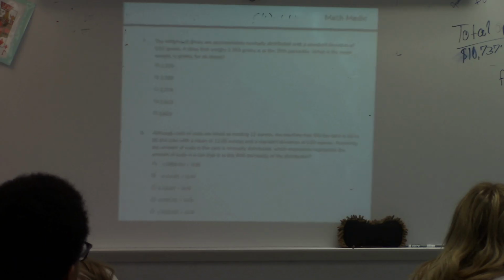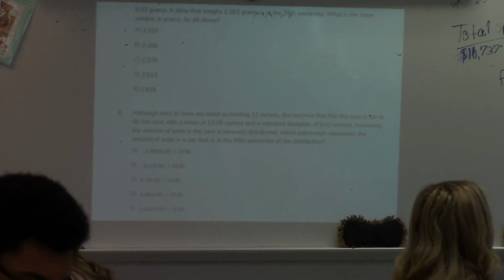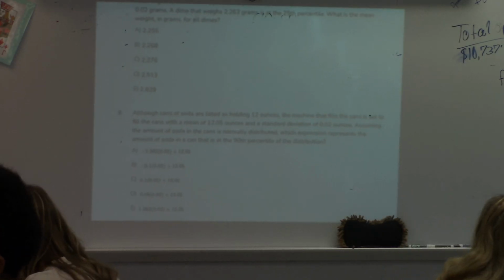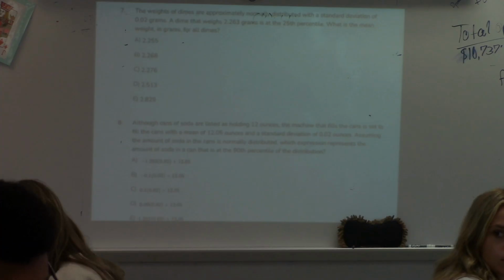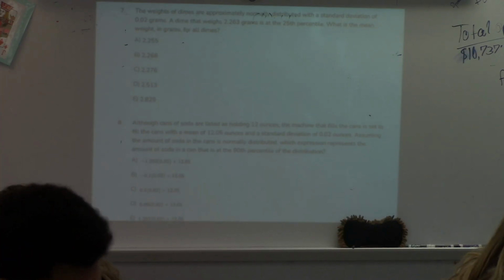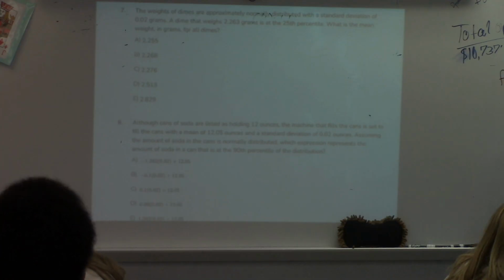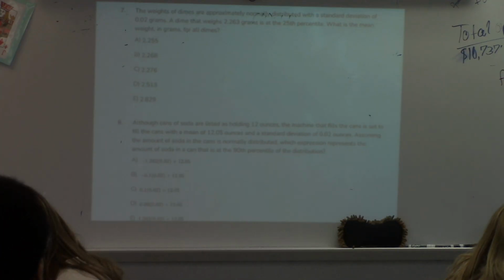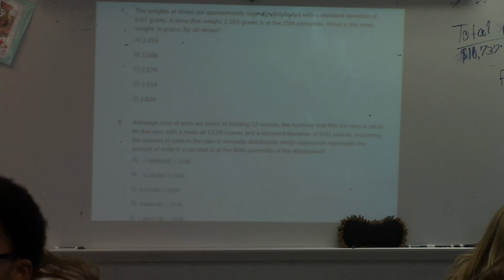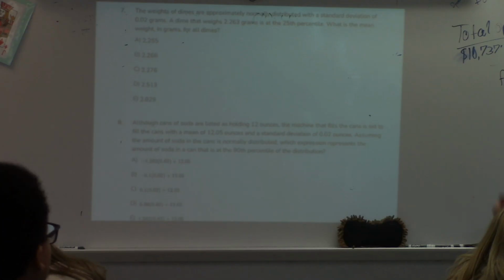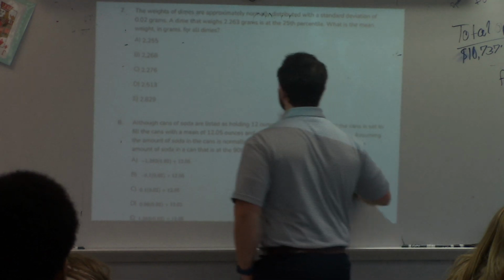Alright, so these are the multiple choice ones. Starting here, the weights of dimes are approximately normally distributed with a standard deviation of 0.02 grams. A dime that weighs 2.263 grams is at the 25th percentile. What is the mean? So first things first, what's the biggest detail we've got to pay attention to? Normally distributed.